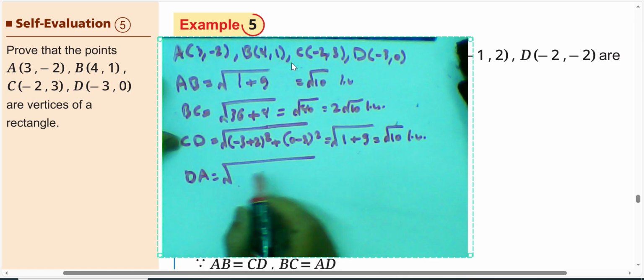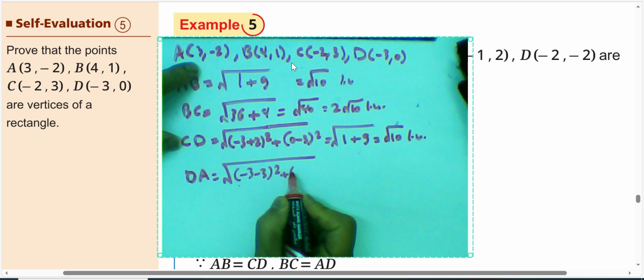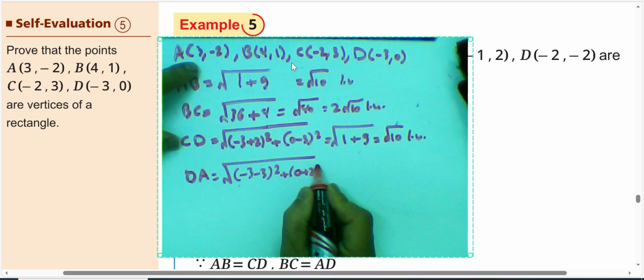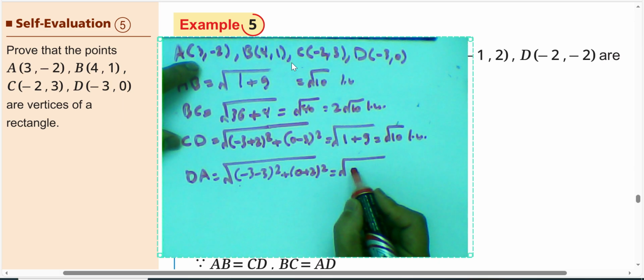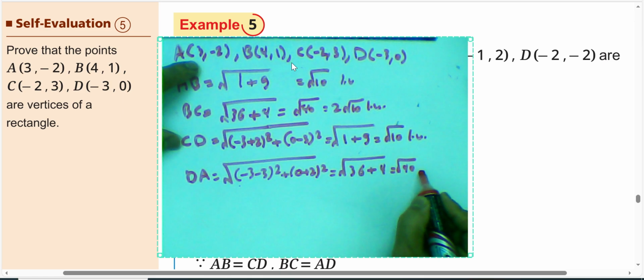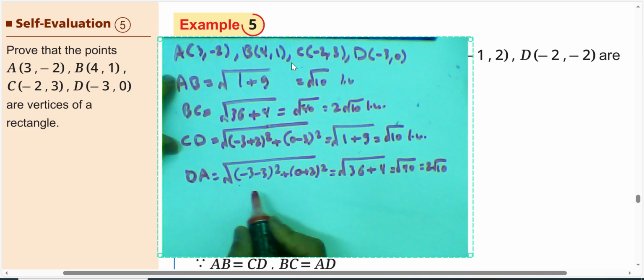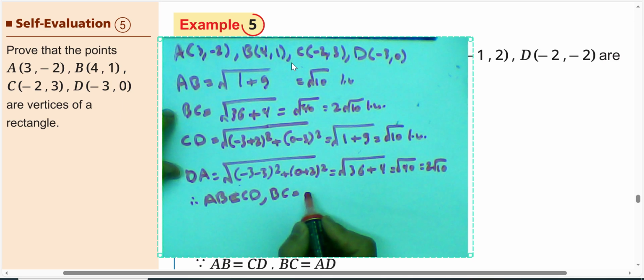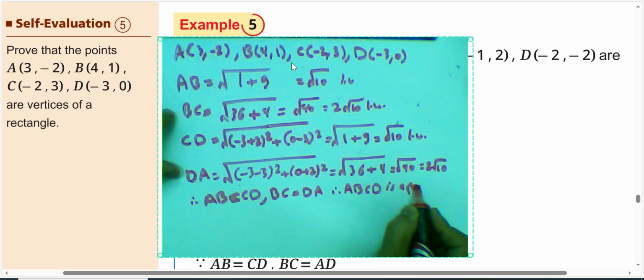And DA, negative 3 minus 3 power 2, 0 minus negative 2, it will be 0 plus 2 power 2. Negative 3 minus 3 equals negative 6 power 2, 36. 0 plus 2, 2, 2 power 2, 4. And the result will be square root of 40. Then we have 2 square root of 10. Then AB equal CD and BC equal DA. Then ABCD is a parallelogram.